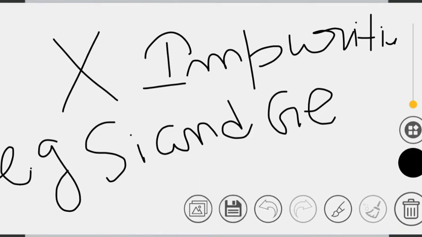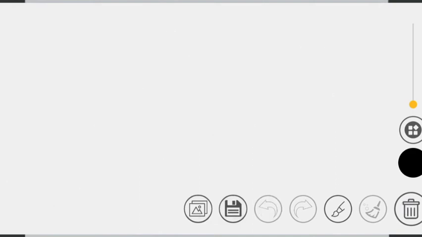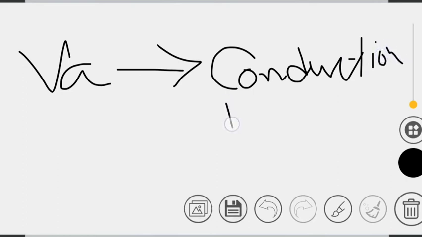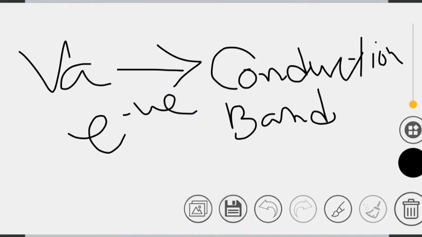Okay. Now in these intrinsic semiconductors, the flow of electrons will be random, as they go from the valence band to the conduction band. Okay, electrons flow in this way in intrinsic semiconductors. As a result, the TCR of this semiconductor will be negative.